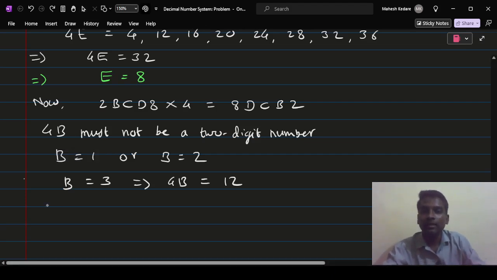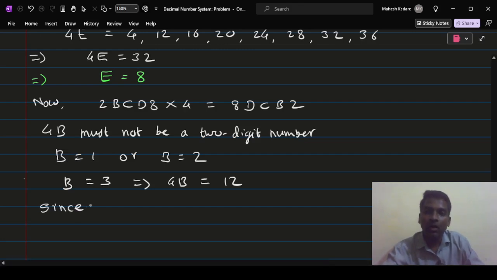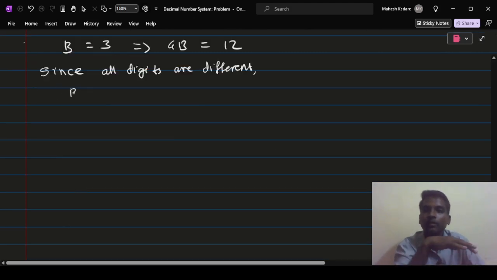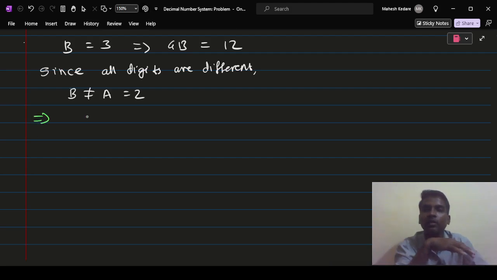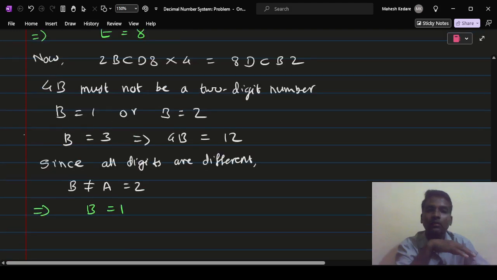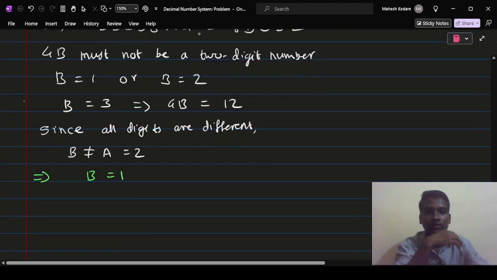We write, since all digits are different, B cannot be equal to A, and therefore the only choice for B is 1. So we have found out the value of B also. We rewrite.